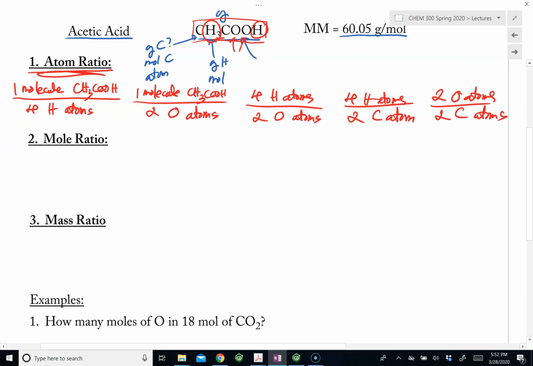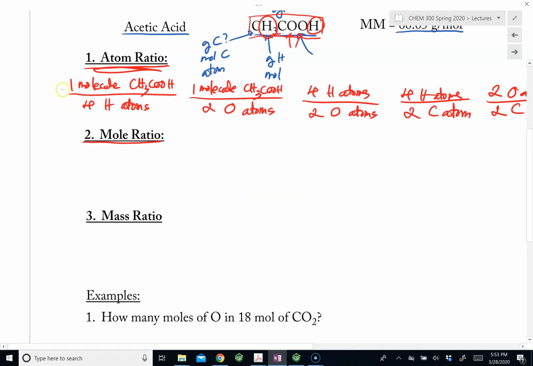The second type of information that we can derive from the chemical formula is something that we refer to as the mole ratio. We have learned already that we can convert atoms or molecules into moles. How will we be able to do that? Basically by taking them and dividing them by the Avogadro constant. So in this case, we can convert from molecules into moles. And we can do the same thing to convert the amount of hydrogen into moles as well.